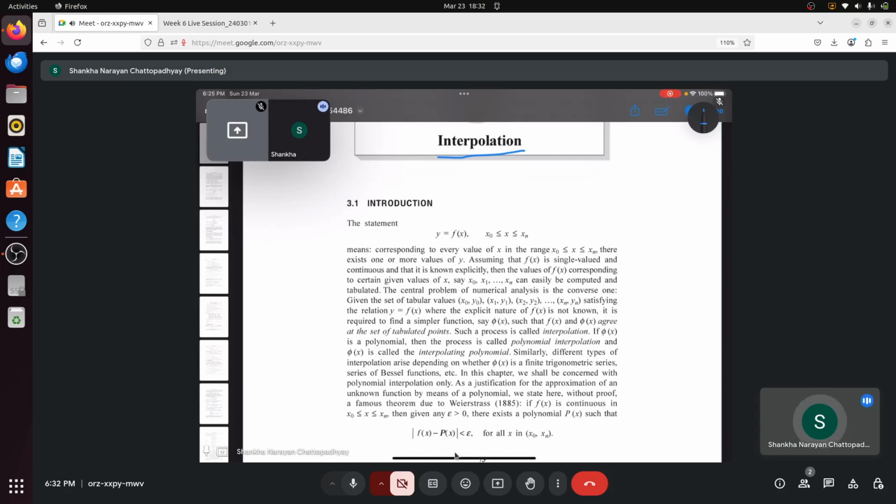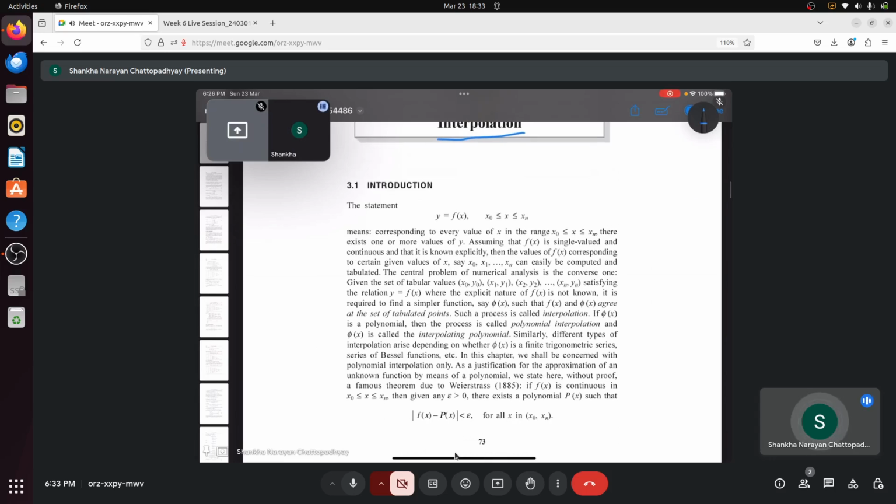So consider that y equal to f(x) is single valued and continuous. If you know this function explicitly, then for any set of tabulated x values you can compute directly the functional value at that particular point.